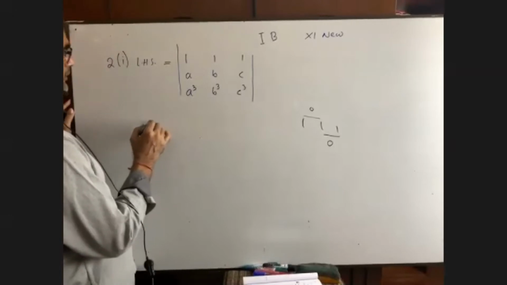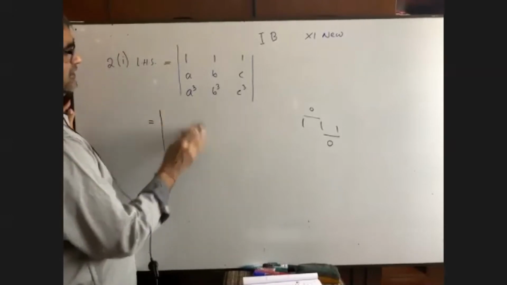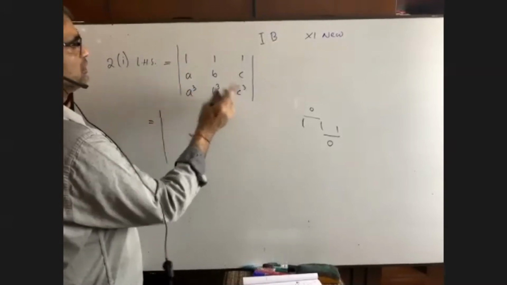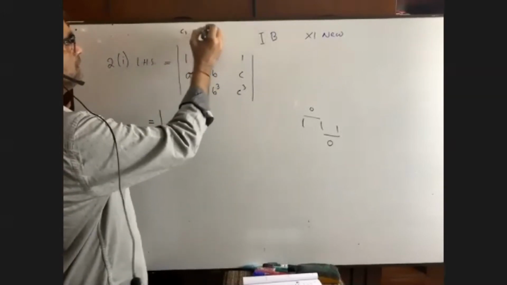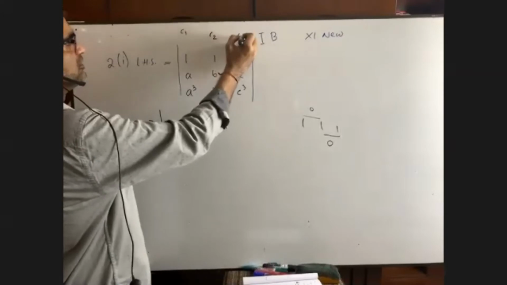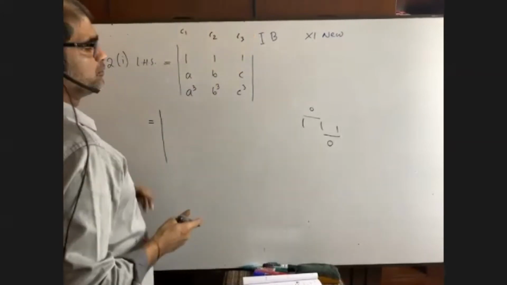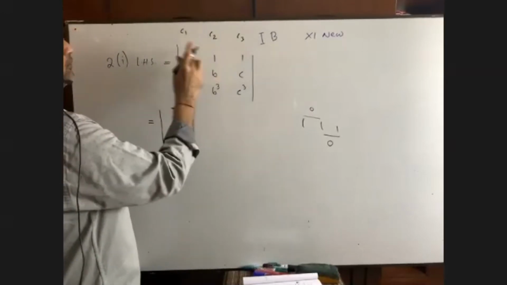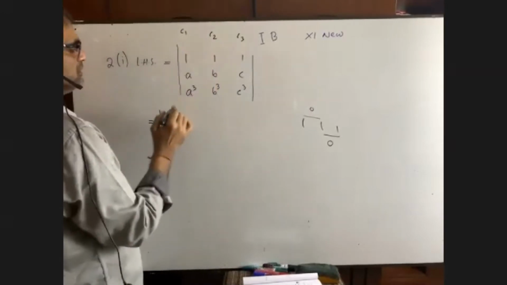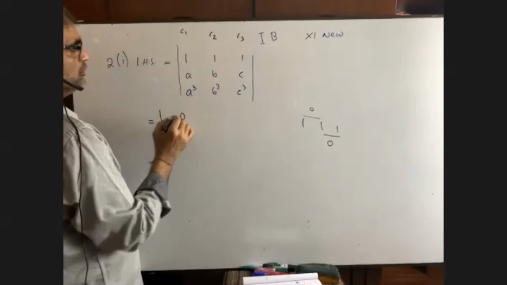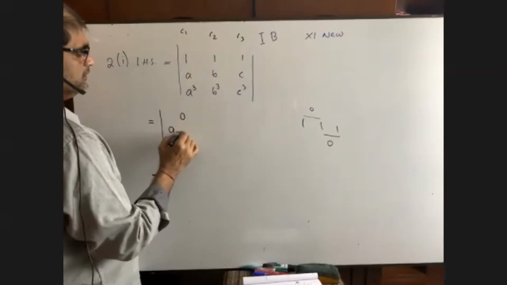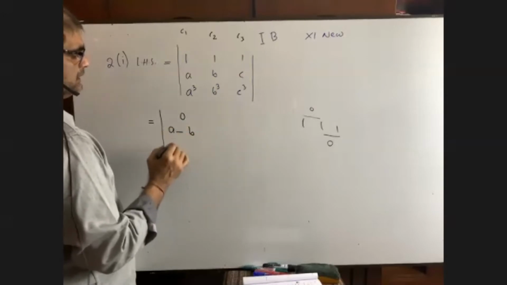You see, now this is the first row, and this is column 1, this is column 2, and this is column 3. We are going to subtract from column to column. So if we subtract the second column from the first column, 1 minus 1, you see what I'm going to do: 0. A minus B. Then A cube minus B cube.